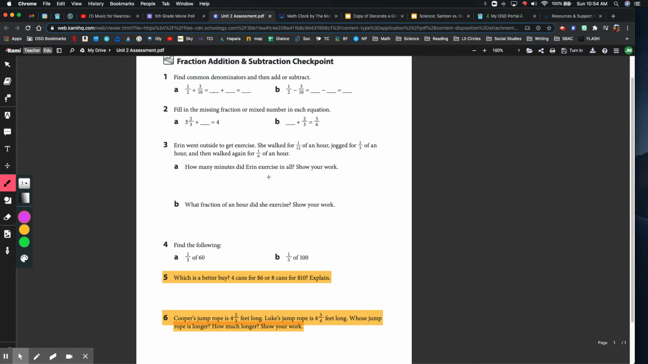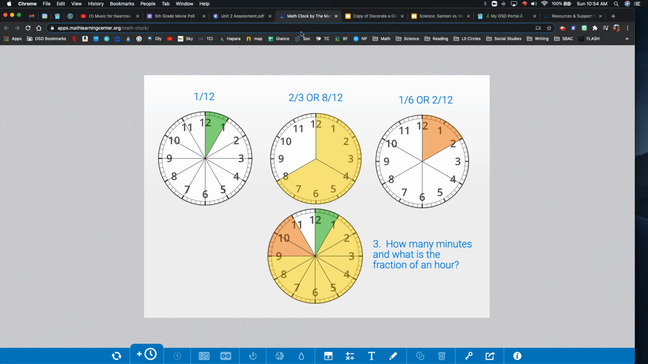I'm going to give you a really big hint. So it says, how many minutes did Erin exercise in all? Show your work. And what fraction of an hour did she exercise? Show your work. So Mr. Mac up here, I shaded in. So this is basically what number three is saying.